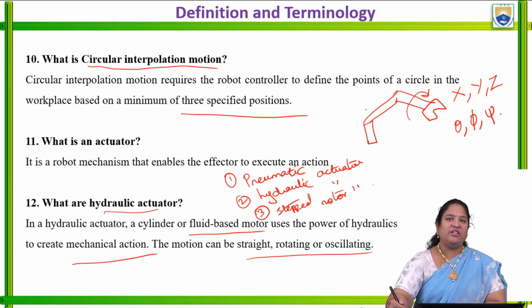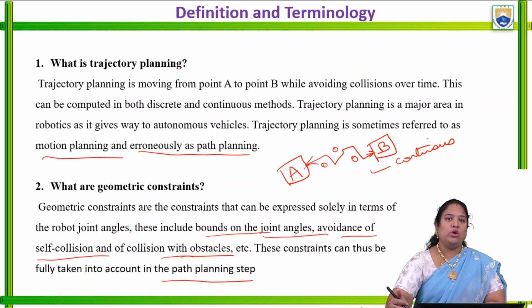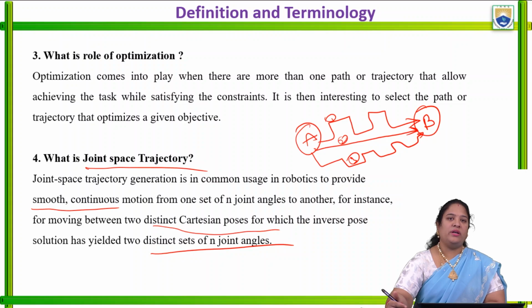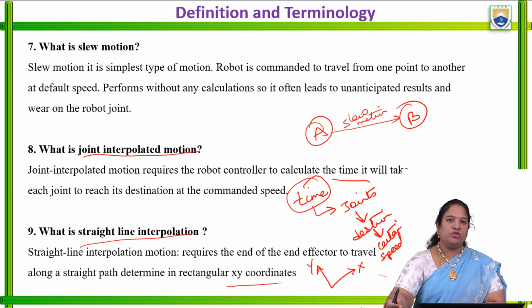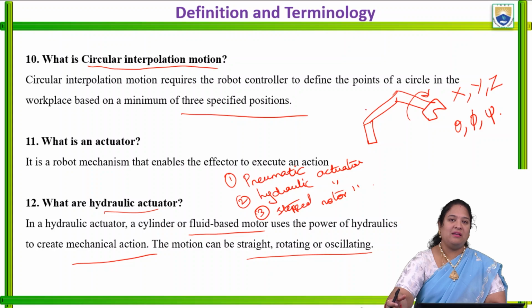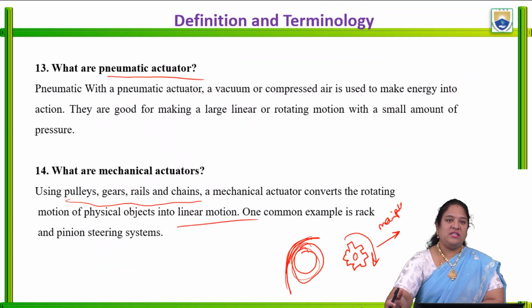So in today's concept of definition and terminology of trajectory planning, we have seen a few very important terminologies and definitions: what we mean by trajectory planning, what we mean by geometric constraint, what the role of optimization is, what joint space trajectory is, the difference between joint space trajectory and interpolator trajectory, the role of obstacle avoidance, and the advantage of reactive obstacle avoidance. We also covered slow motion in the robot and at what constant speed it is considered, the use of joint interpolation motion, straight line interpolation, circular interpolation, and what an actuator is, its various types, and the basic principles of how they work.